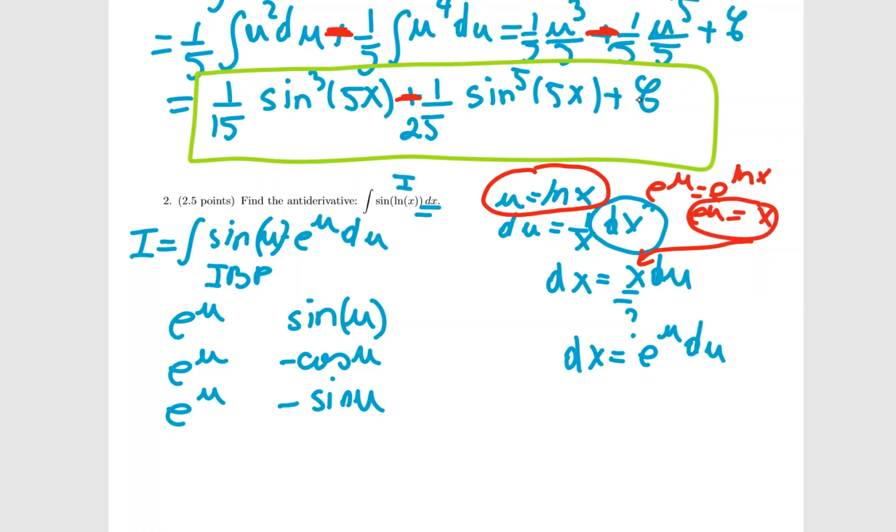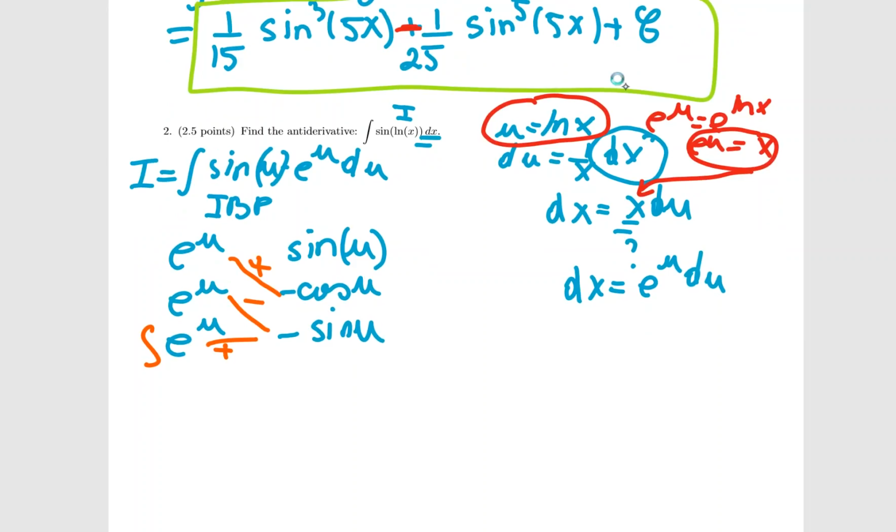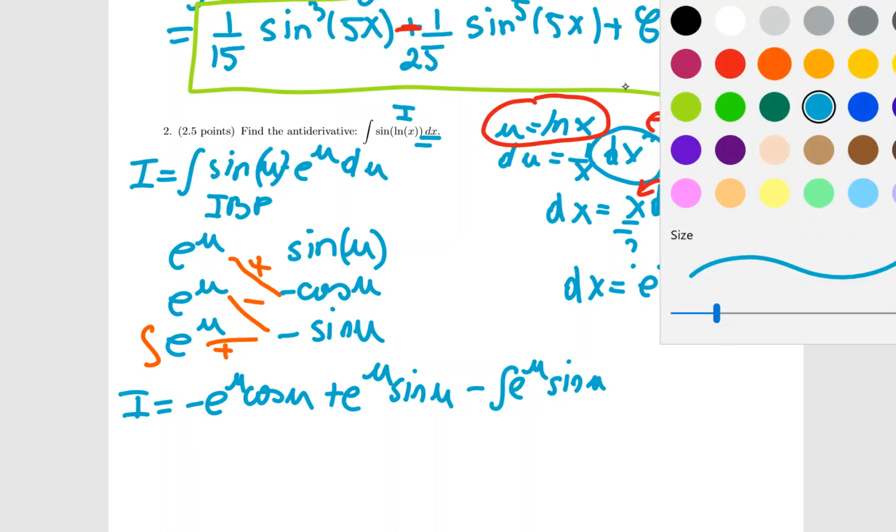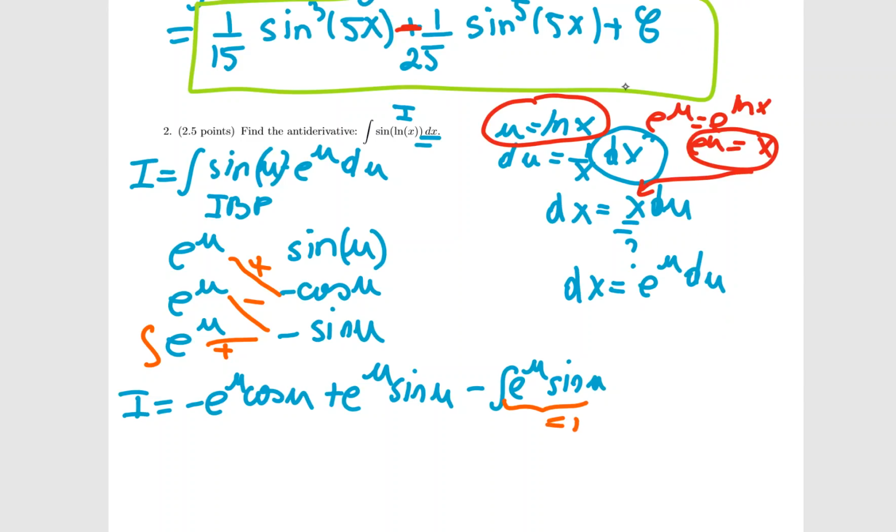To stop here, I'm going to have this one with plus, this one with minus, and then the integral of that with plus as well. Okay, so then your I becomes negative e to the u cosine of u from this one, and then a negative times another negative will give you a positive e to the u sine of u, and then a minus integral of e to the u sine of u. But you had to notice that this one equals I.